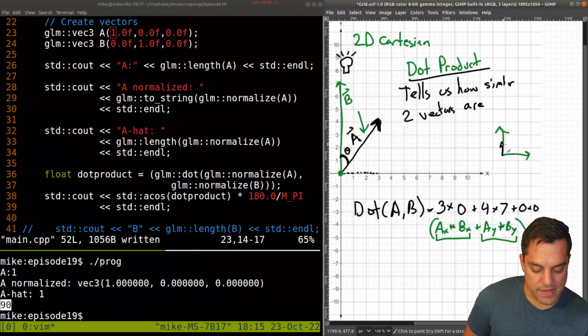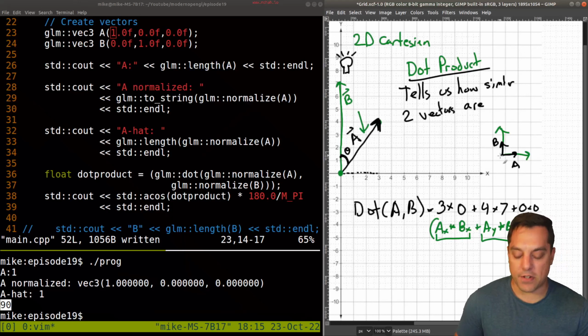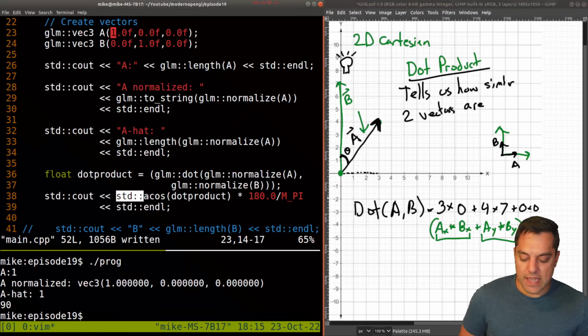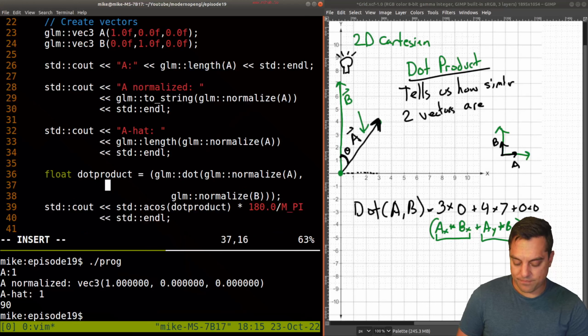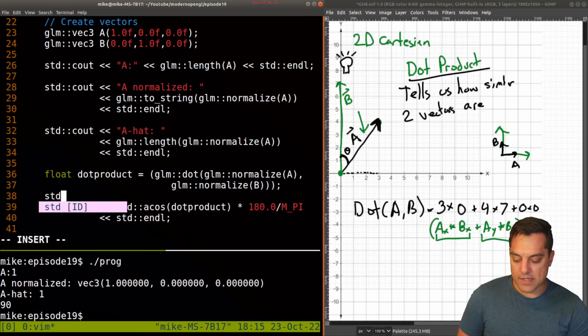Vector B was moving up in this direction. Here's B, and vector A is moving in this direction. So again, they're going perpendicular. Okay, so 90 degrees. Now I want to just go ahead and show you, I computed the angle here, but let's actually, again, just print out what the dot product is. Okay, and I'll tell you why this is important for you to know.